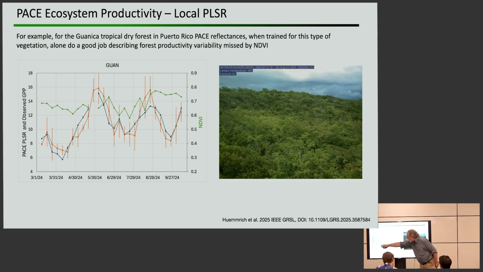So basically it's dry, it gets some rain, it's not greening up, it just photosynthetically turns on, and then it drops down, dries out again, comes back up again. It does this whole pattern. The green line is NDVI, which is typically what's used to monitor vegetation. And you'll see that NDVI is not capturing this variability that we're getting here, but we're able to describe that with the PACE data.